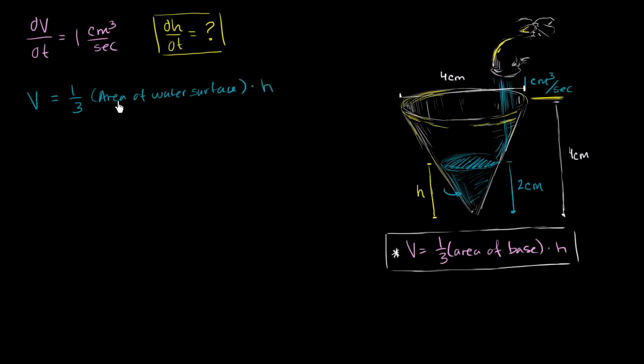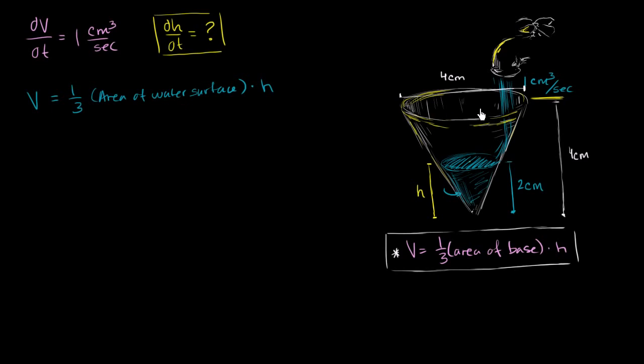So how can we figure out the area of the water surface, preferably in terms of h? Well, we see right over here the diameter across the top of the cone is 4 centimeters, and the height of the whole cup is 4 centimeters. And so that ratio is going to be true at any depth of water. It's always going to have the same ratio between the diameter across the top and the height, because these are lines right over here.